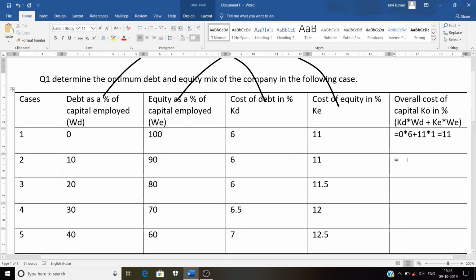That's why in the second case we will multiply 0.1 with cost of debt that is 6, plus cost of equity that is 11, multiplied by weight of equity that is 90. So 90 means 0.9. So when we solve this, we will get 10.5.